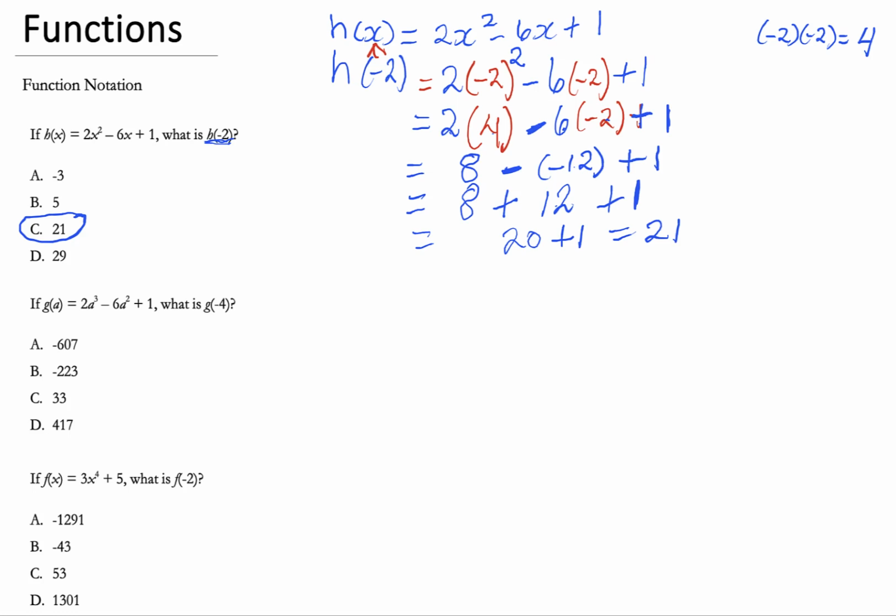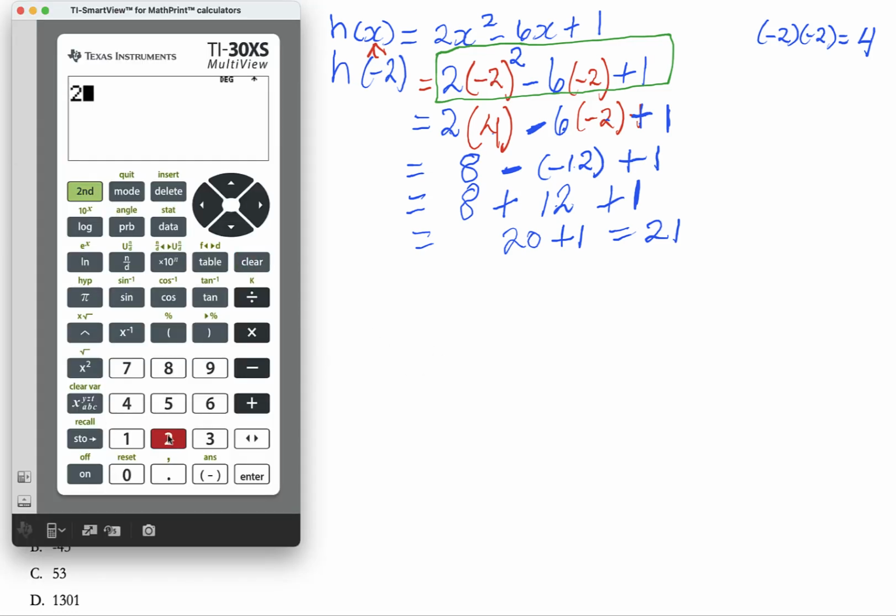Now, if this was on the section where you could use a calculator, once you replace your x by the negative 2, what I have in the green box is what you would place in your calculator. I'm entering it into the calculator just as I see it in the green box: negative 2, then we square, minus 6, negative 2, and then plus 1. I hit enter, and notice I get 21.